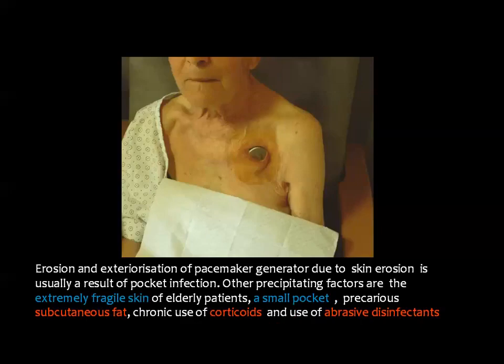And one of the complications also is the erosion and externalization of the pacemaker generator from the skin, and there are usually, like you see here, some predisposing factors like extremely fragile skin of an elderly patient, a small socket for the battery, scanty subcutaneous fat, the chronic use of corticosteroids, or abrasive disinfectants.